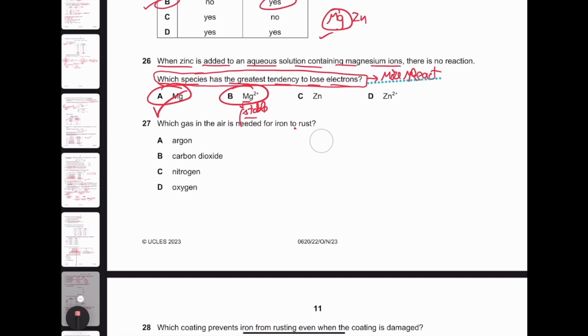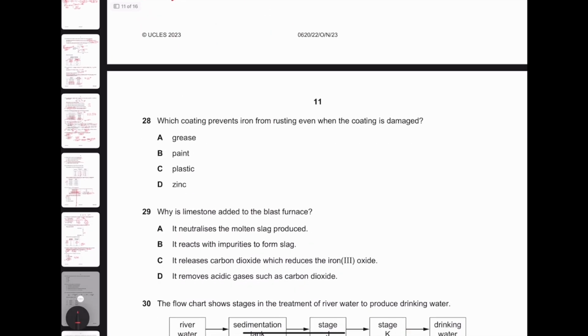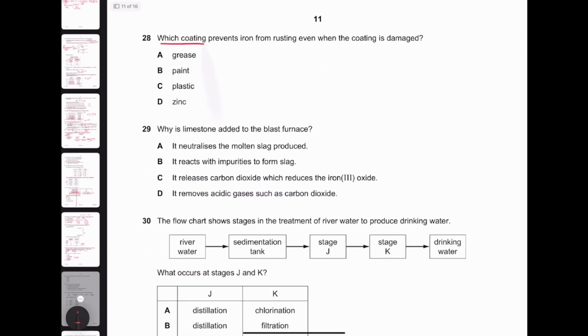Alright. Which gas in air is needed for iron to rust? Argon, CO2, nitrogen, oxygen. Oxygen and water are required. So oxygen. Which coating prevents iron from rusting even when the coating is damaged? See, grease does not, painting, plastic, no. But zinc, it does. It does provide protection.